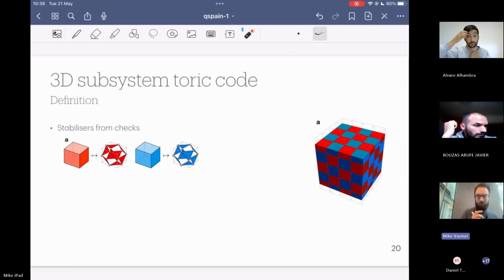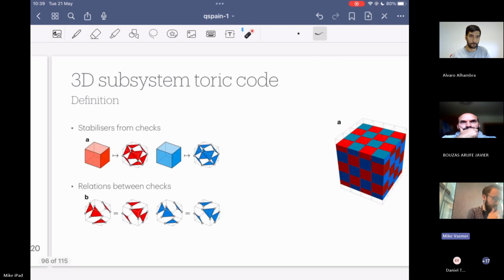And yeah, the nice thing is that I can form the stabilizers from the checks. So the stabilizer operator was a 12-body operator acting on all the qubits that live on the cube. If I take the product of this one here, this one here, this one here, and this one here, I'll get the stabilizer back. So I've broken it up into smaller pieces, but I can recover the stabilizer from the smaller pieces. Okay, but why have I done this kind of trick?